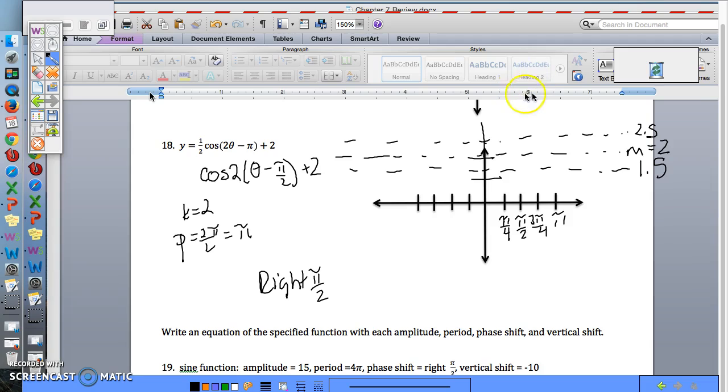Cosine usually starts at our amplitude, the high, but it moves to the right pi over 2, so that's 2 marks. So 1, 2. So then it's got to go middle, low. That one's middle, so low, middle, high, middle, low. And you have your cosine.